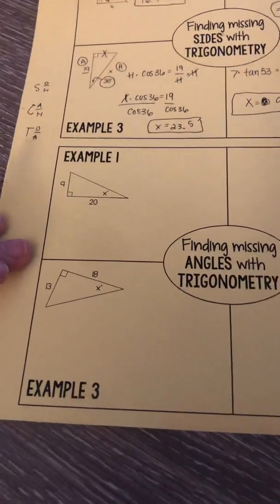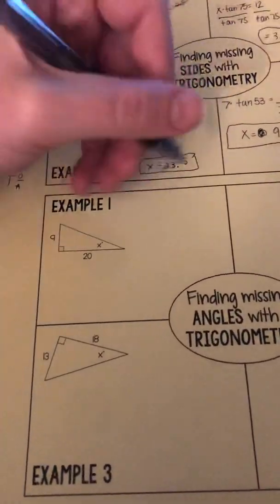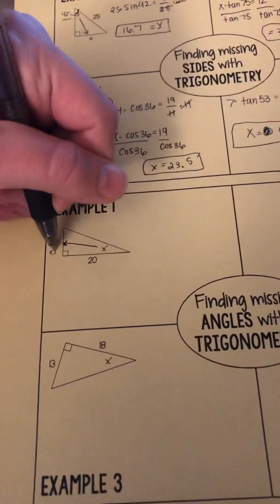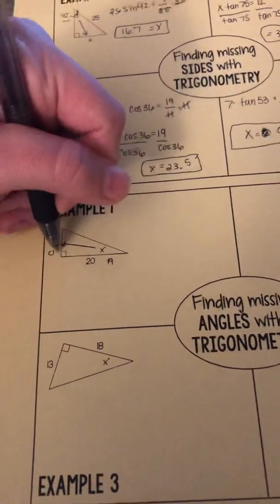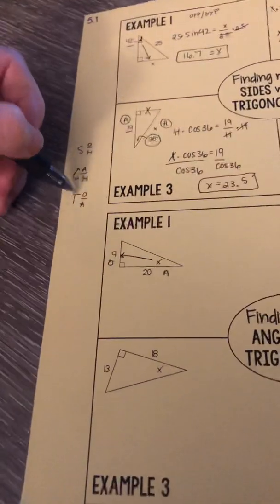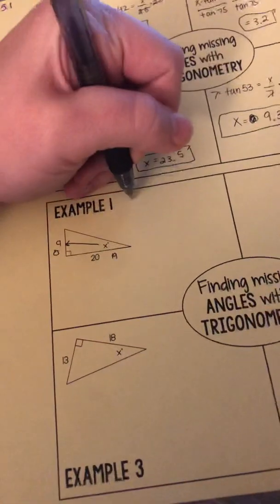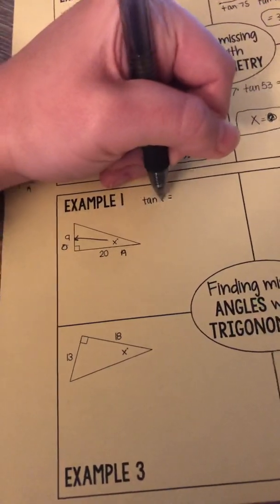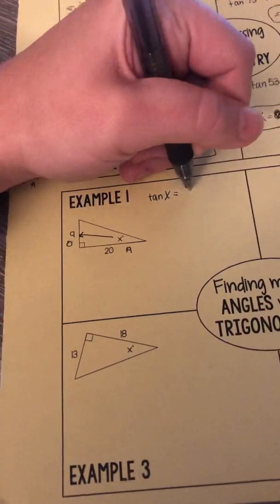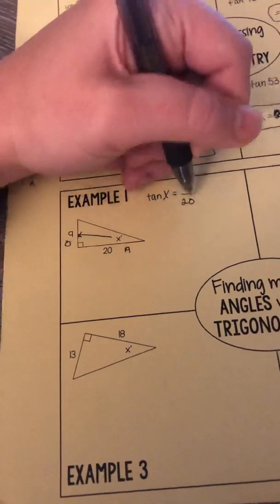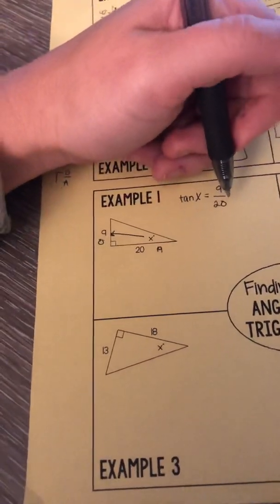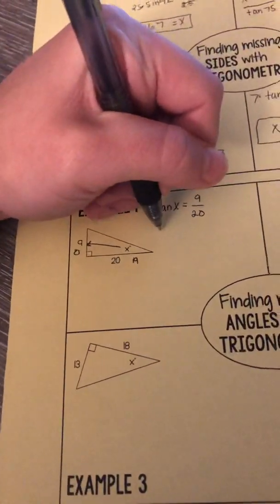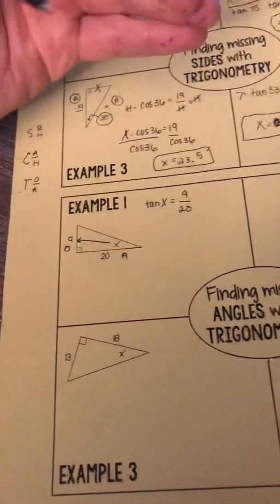And we will start with number 1. So they're giving us opposite and adjacent. So I will be using tangent. So we know that the tangent of x is equal to 9 over 20.